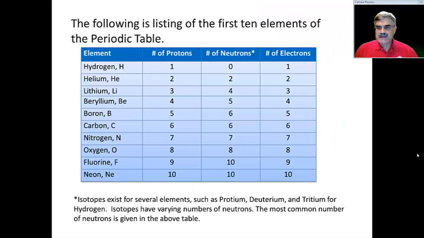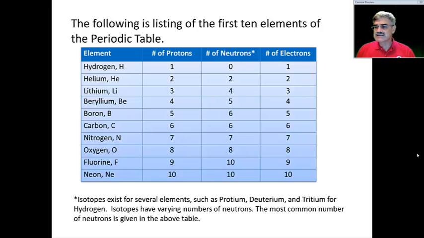Now, this table shows the first 10 elements of the periodic table. As I mentioned to you earlier, there are 114 or more elements. We don't really need to know that many, but we need to know a little bit about how they are described. If we look at the first 10, hydrogen, helium, lithium, beryllium, the identity of the element is determined by the number of protons. That's important. The identity of the element is determined by the amount of protons.